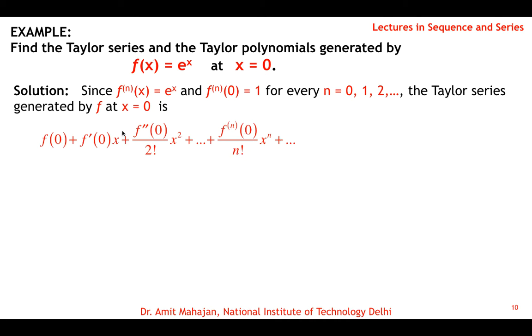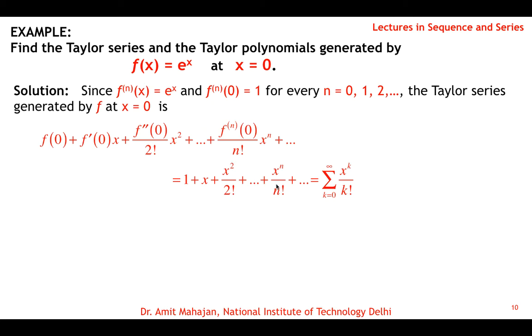Now for this particular case, if we substitute f 0, f dash 0, f second derivative 0, the value of f n 0 is 1, so all these values are 1. So this can be written as an infinite series: 1 plus x square by 2 factorial plus so on plus x n by n factorial plus so on. This can be written in summation form as x power k by k factorial, k from 0 to infinity. So this is the infinite power series representation for this function.